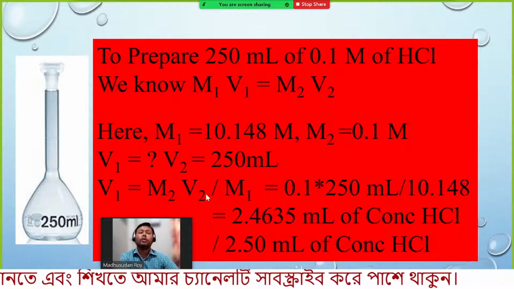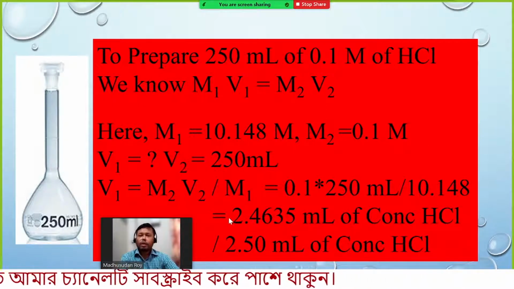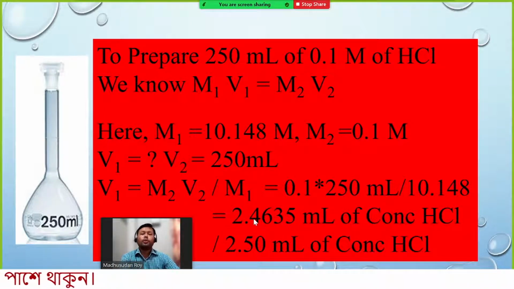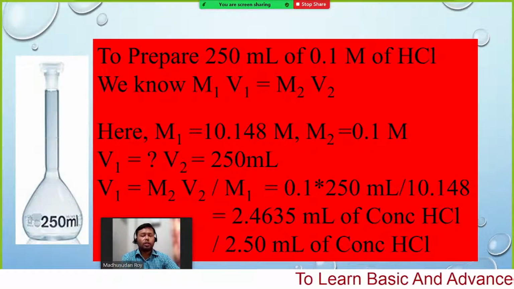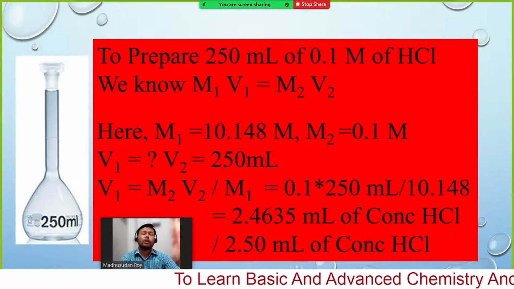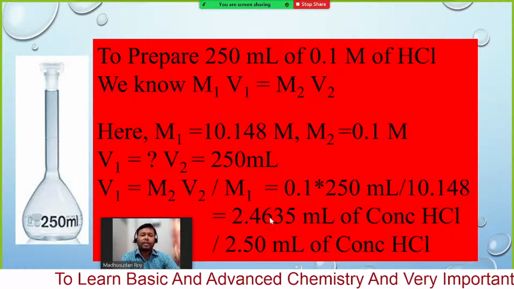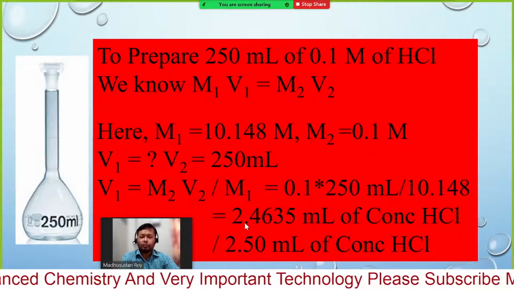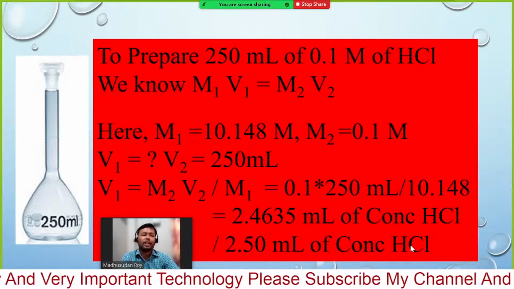So how will you prepare it? Normally you may not have such an accurate pipette. Sometimes you may. If you have a micro pipette, you can take at least up to 3 decimal places, 2.463. But normally these micro pipettes are very expensive. We do not need such a precise solution, or we will prepare a solution that is just approximate. So we can consider 2.46 approximately 2.50 milliliter of concentrated hydrochloric acid.